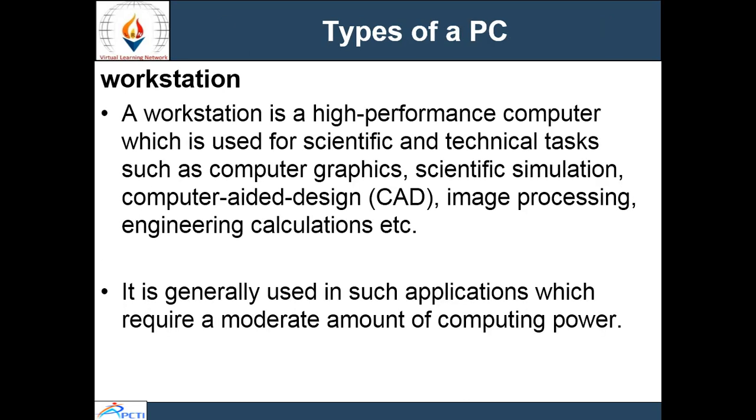Types of a PC. First one is workstation. A workstation is a high-performance computer which is used for scientific and technical tasks such as computer graphics, scientific simulation, computer-aided design, image processing, engineering calculations, etc. It is generally used in applications which require a moderate amount of computing power.